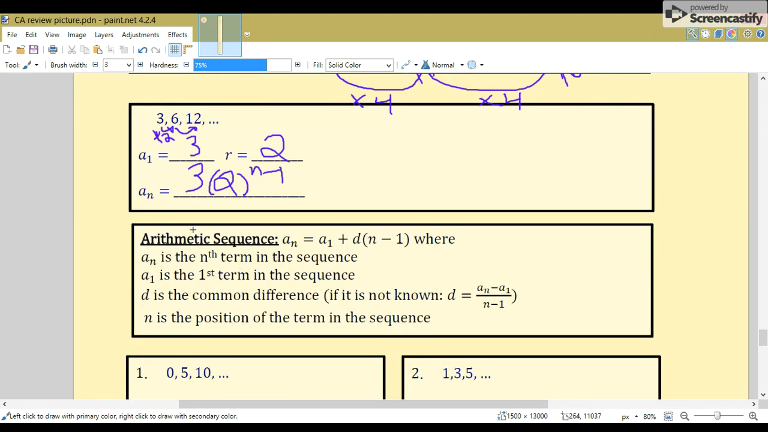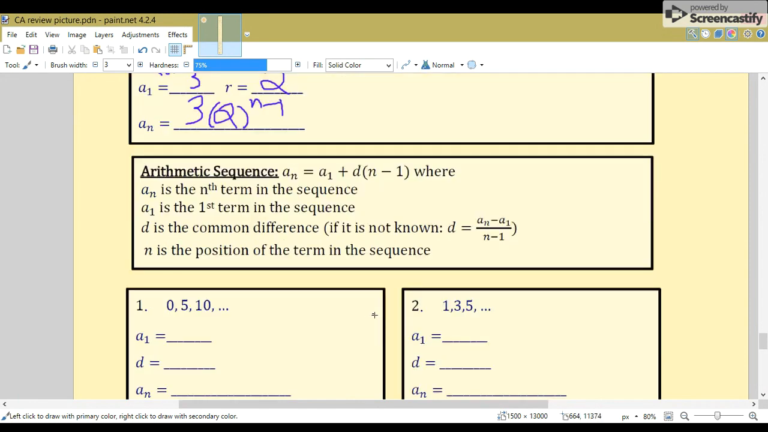Let's look at arithmetic sequences. A of n equals A of 1 plus D parentheses n minus 1, where A of n is the nth term in the sequence. A of 1 is the first term of the sequence. D is the common difference. It's what you add or subtract to get the next number. And n is the position of the term in the sequence.